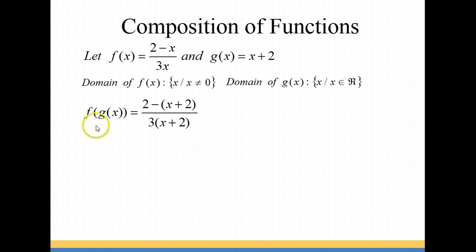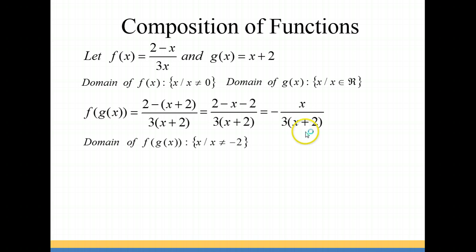We want to find f of g of x. So again, we're going to take our g function and put it in for x here and here. So you have 2 minus x plus 2 over 3 times x plus 2, and we're going to simplify. So distributing the negative to the x and to the 2, we have 2 minus x minus 2, which is going to simplify to negative x over 3x plus 2.